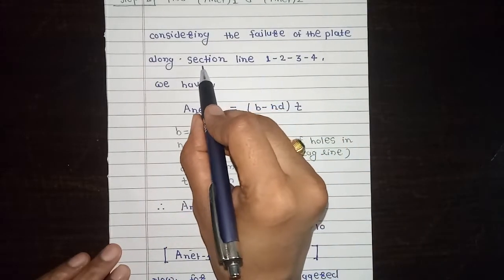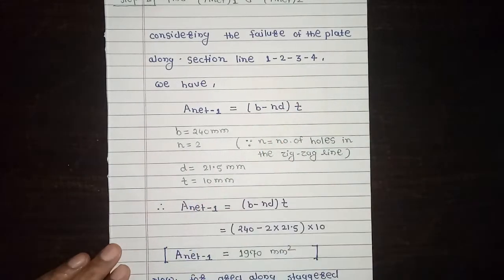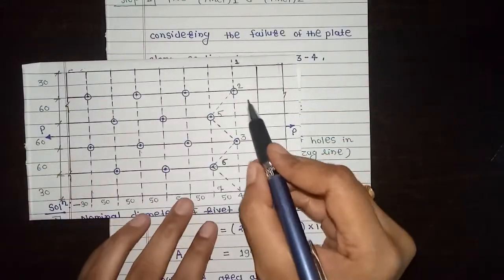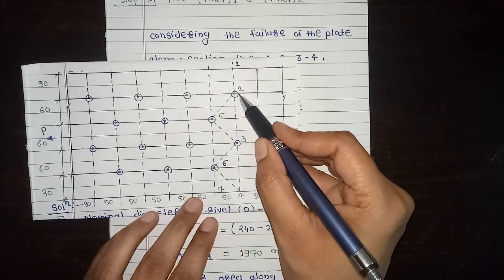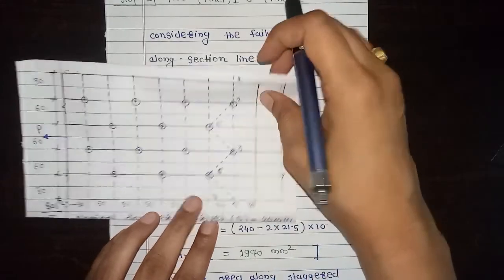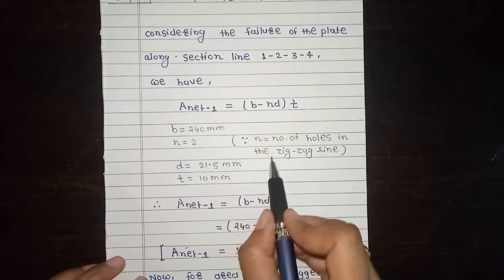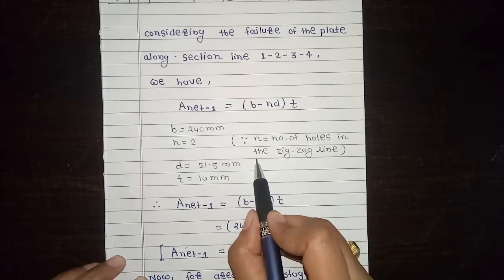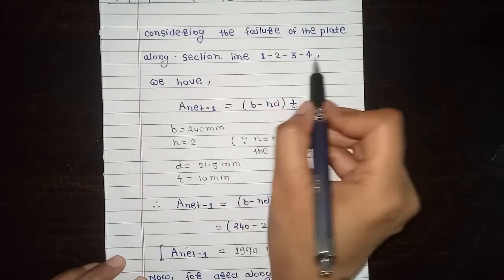So considering section line 1, 2, 3, 4, n is equal to 2. Number of holes 1, 2. So n is equal to 2, where n is equal to number of holes in the zigzag line, considering the pattern.